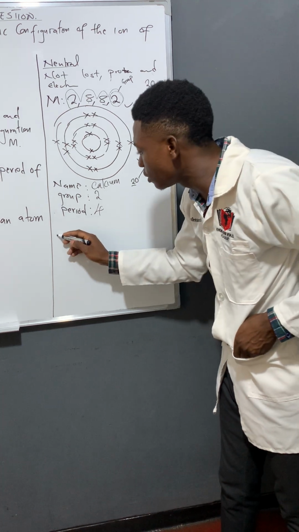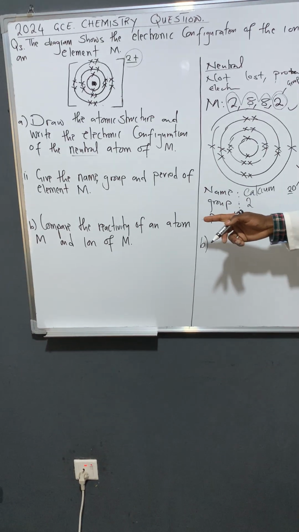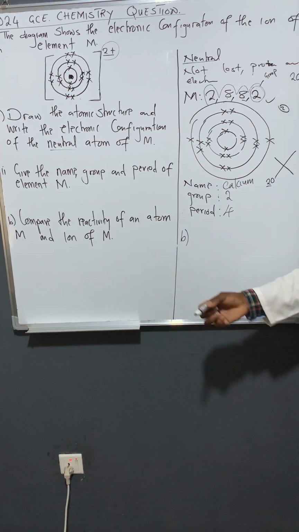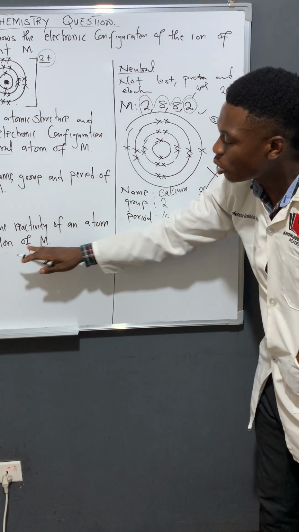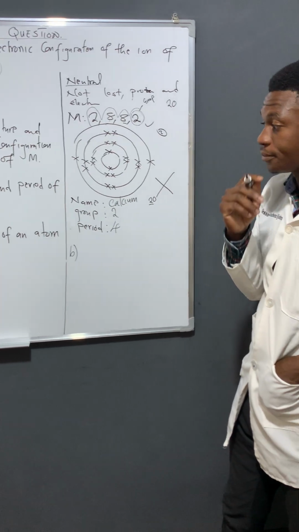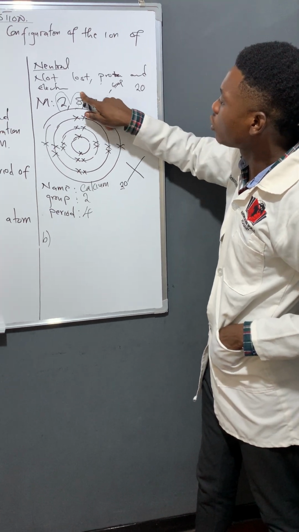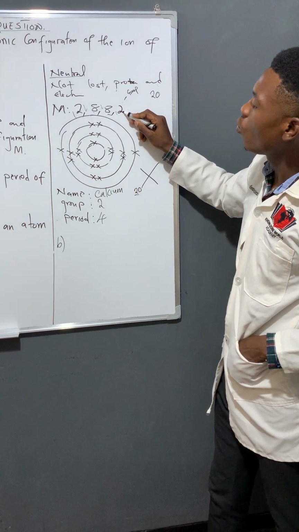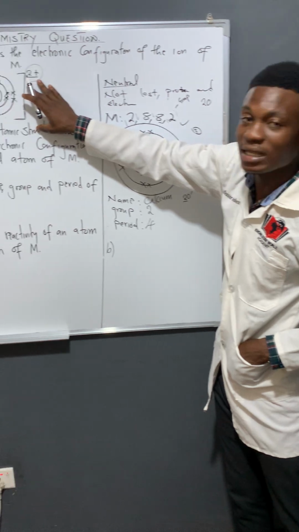Alright, and the last question, distinction students, it was saying compare the reactivity of an atom M and ion. What's the difference between the atom and the ion of M? So number 1, this is an atom here, the neutral atom. It had a 2 here. Then when it lost, it became stable by becoming an ion.